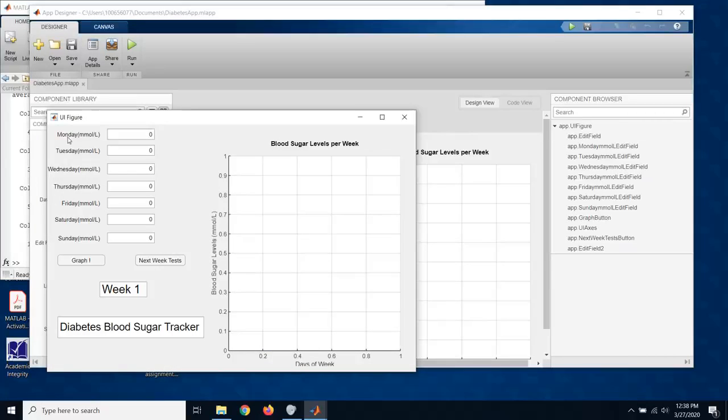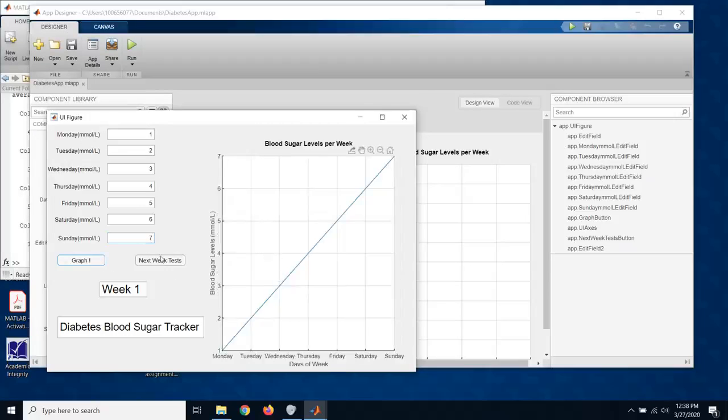So right here, you can see Monday, Tuesday, Wednesday, Thursday, Friday, Saturday, Sunday, and it gives you the units all in millimoles per liter. We have the week one, and then we have the graph button, next week test. So let's put some numbers in. We could put 1, 2, 3, 4, 5, 6, 7. And then once you have all your blood sugars filled in, you just click the graph button, and the application graphs it automatically for you. So you can see here Monday, your blood sugar was 1 millimole per liter. Tuesday was 2, Wednesday was 3, etc.